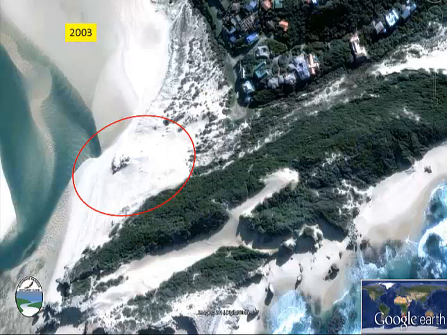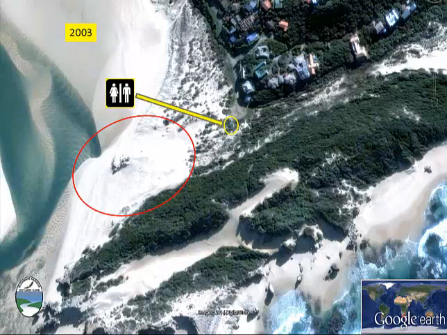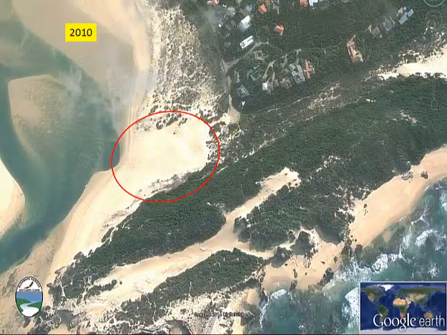2003, the dune has now broken loose from its vegetation and has started to move. You can see just a little remaining piece there, just as an interest datum point. That is where the toilet is. 2010, the sand is now truly moving, nothing stopping it.